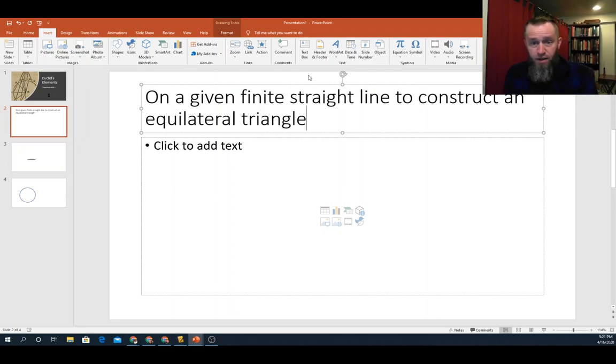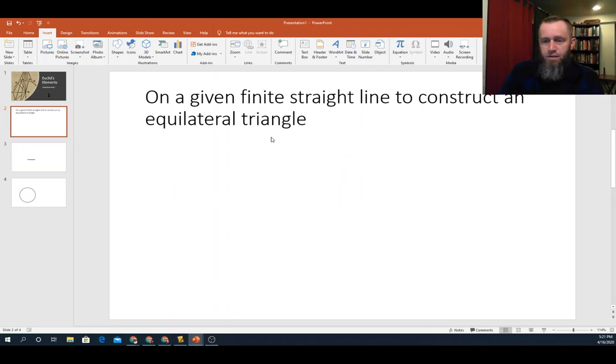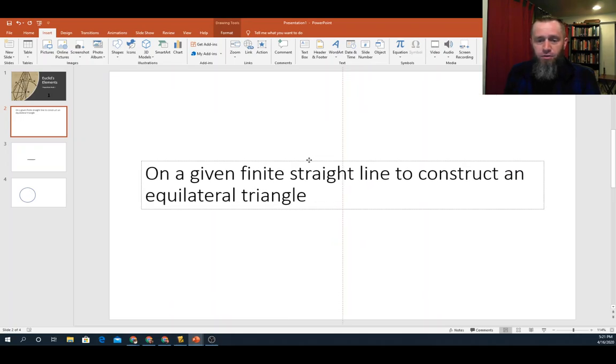That is the goal. That's Proposition 1. That's what we're going to try to prove that you can do: construct an equilateral triangle on a straight line that you know 100% will be an equilateral triangle, which is cooler than it sounds. Trust me on this one.